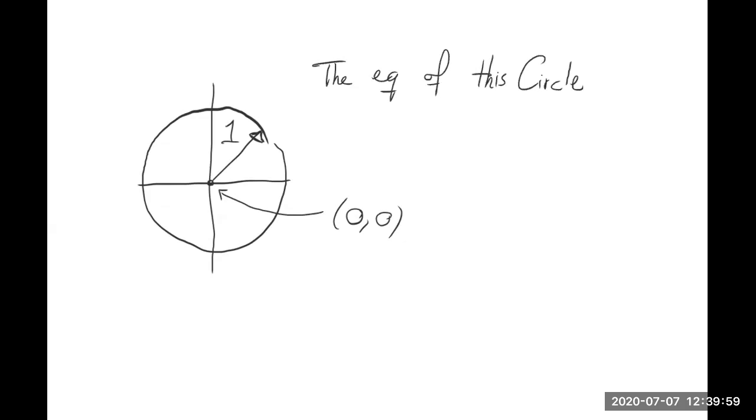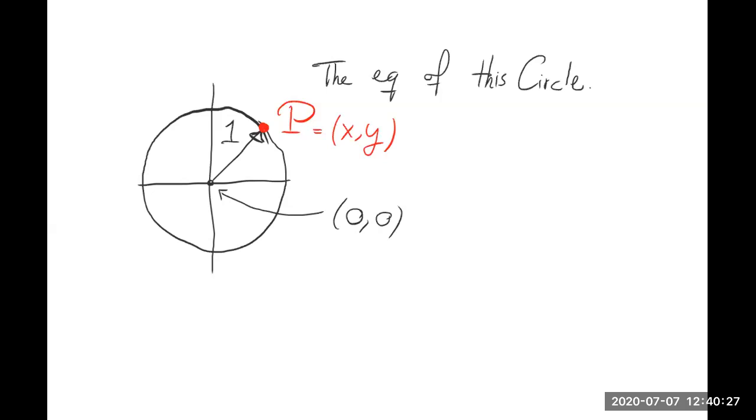Yeah, you're perfectly right. So I want to find the equation of this circle. I should choose a point. What does the equation mean? It means if you choose any point P on this circle, it has 2 coordinates, x and y. The equation means what is the relation, what is the formula which governs x and y. That's the meaning of the equation, right?